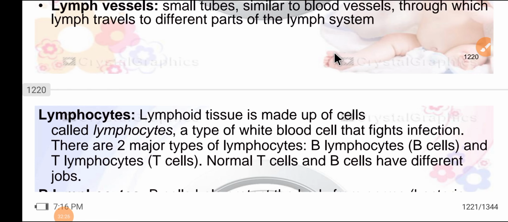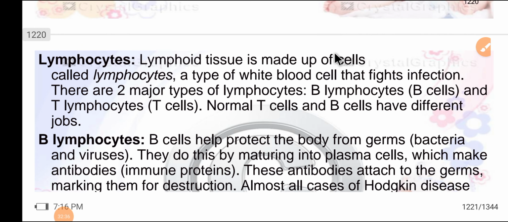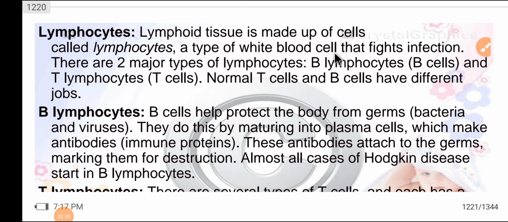There are two major types of lymphocytes: B lymphocytes, B cells, and T lymphocytes, T cells. Normal T cells and B cells have different jobs. B lymphocytes: B cells help protect the body from germs, bacteria, and viruses. They do this by maturing into plasma cells, which make antibodies, immune proteins. These antibodies attach to the germs, marking them for destruction. Almost all cases of Hodgkin disease start in B lymphocytes.